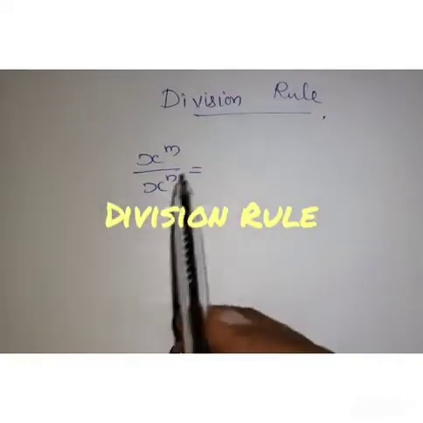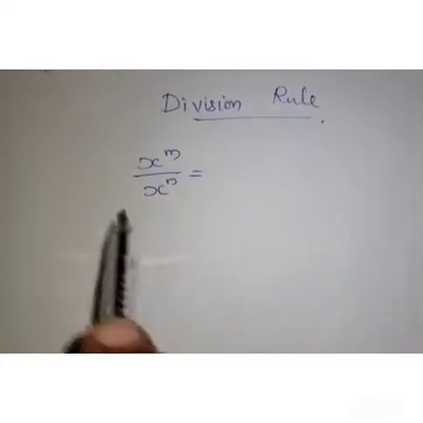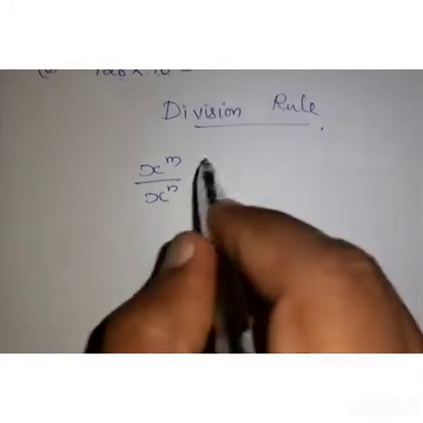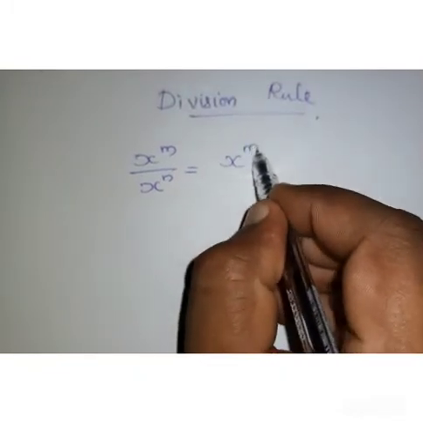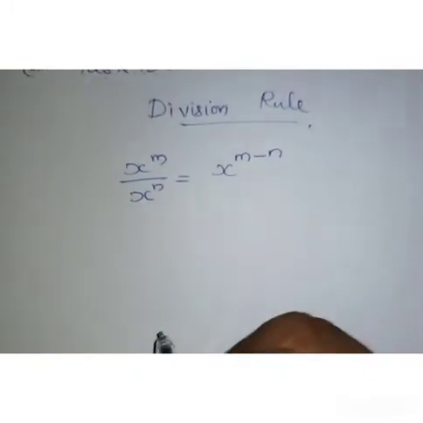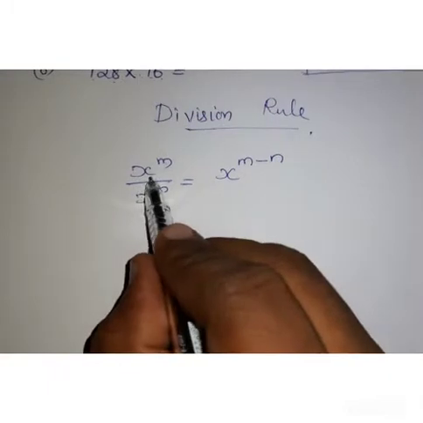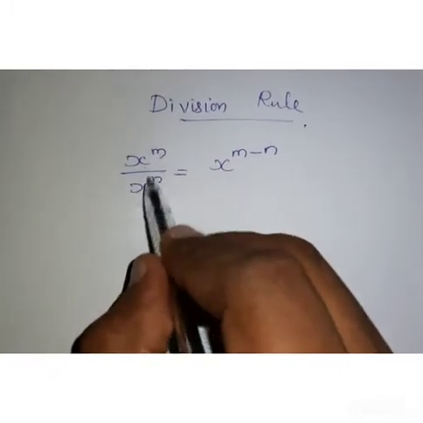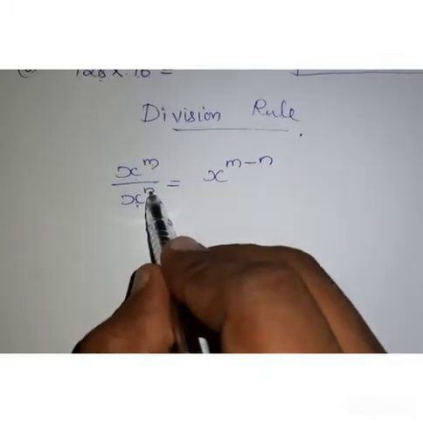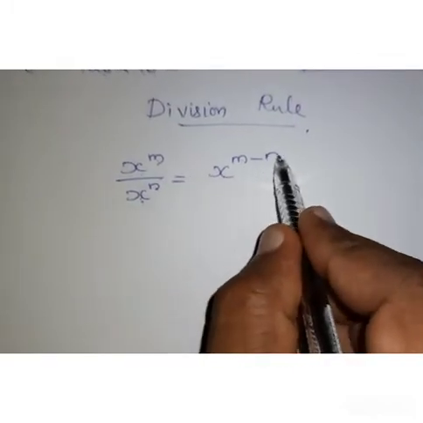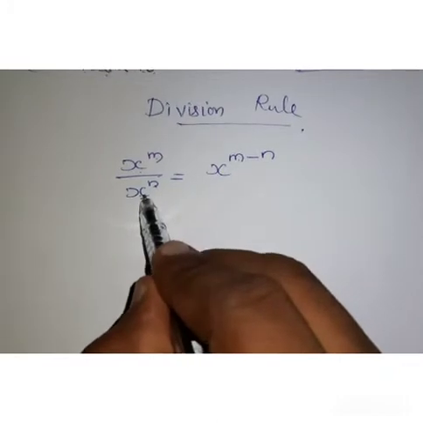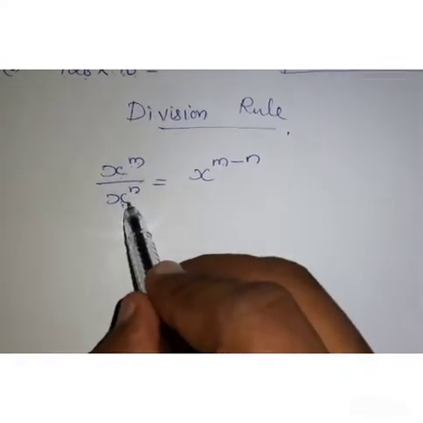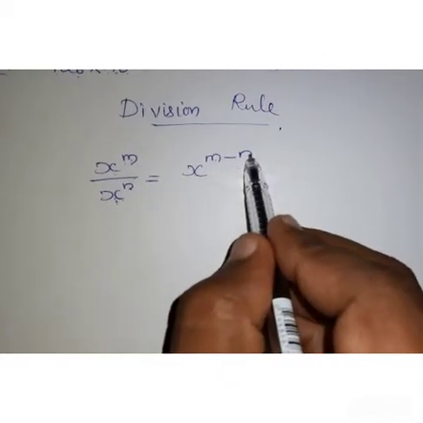Next we are studying the division rule. Here x raised to m by x raised to n, you have to write x raised to m minus n. If x raised to m by x raised to n, the same base, is equal to x raised to m minus n. And one more thing, x should not be 0. So x raised to m by x raised to n is equal to x raised to m minus n.